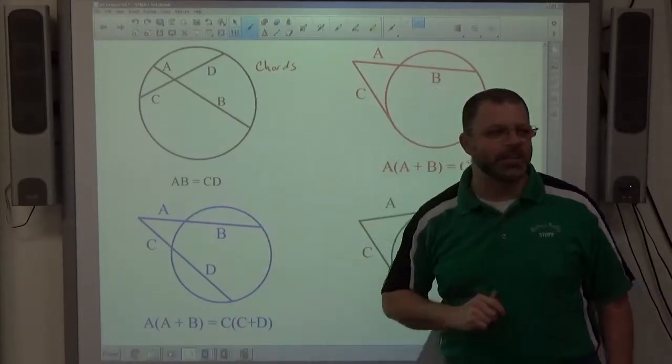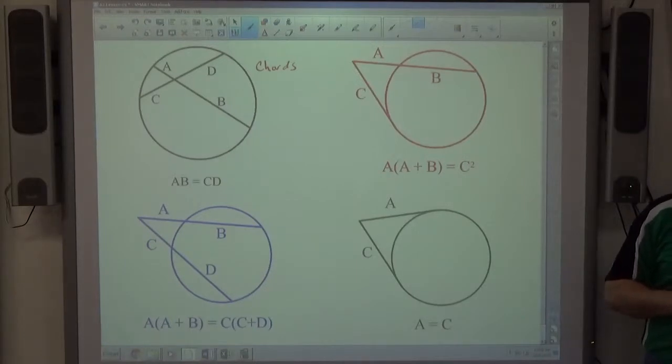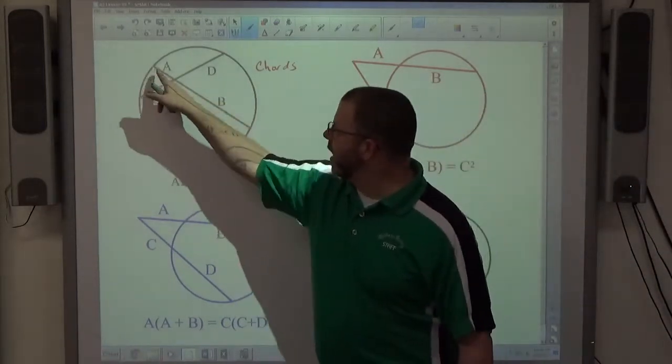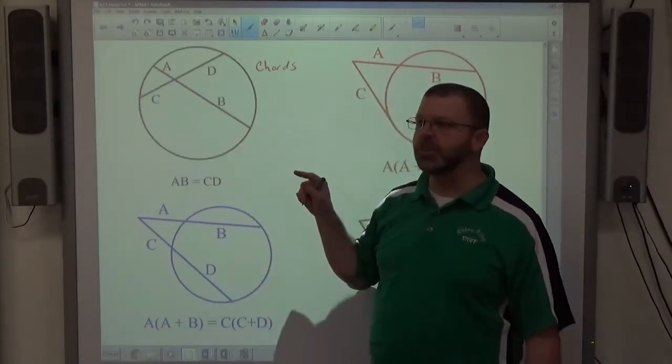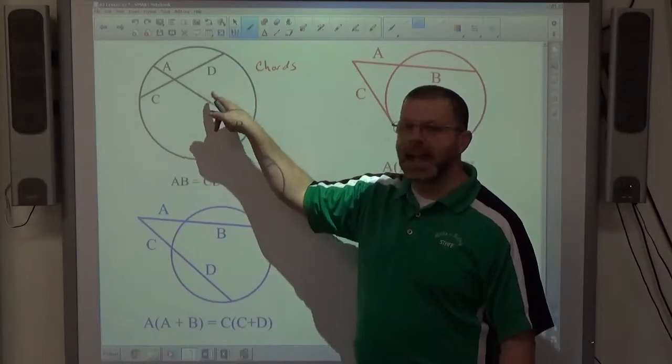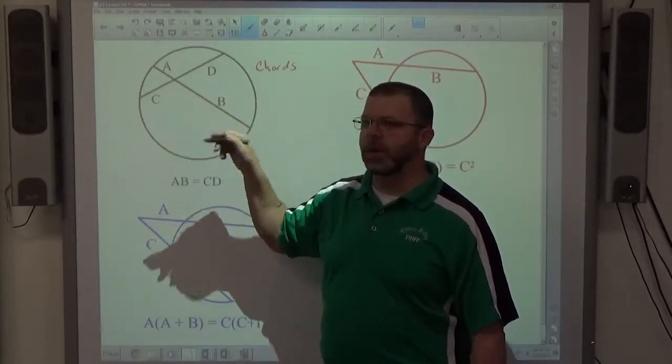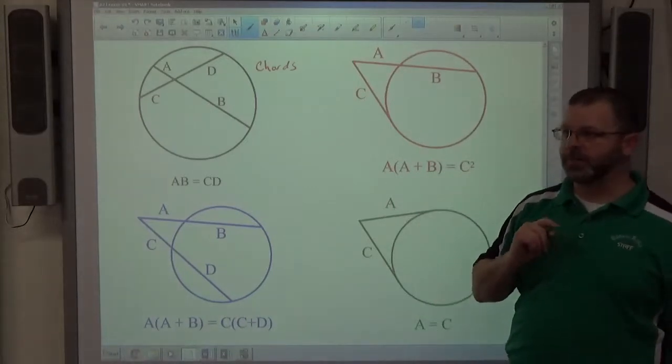A chord is a segment in a circle that connects the circle without going through the circle. So it starts on one edge, goes to the other edge. It doesn't have to necessarily go through the center. Okay, these aren't diameters, they're chords. But the two chords do intersect somewhere inside the circle. That's the important thing here.